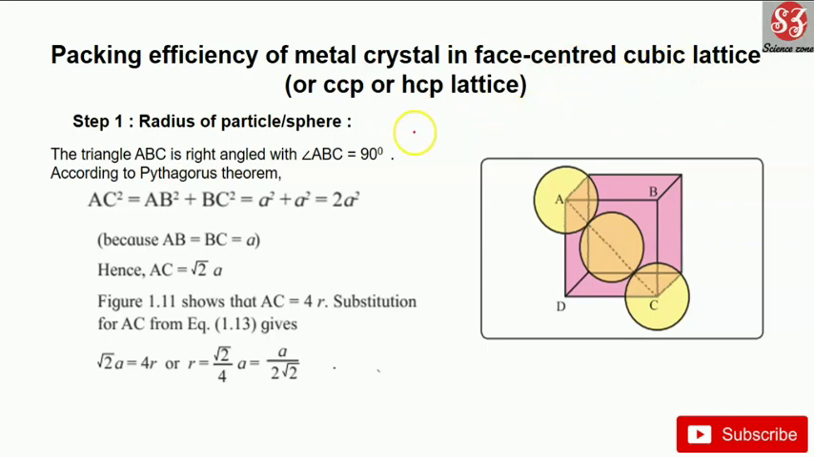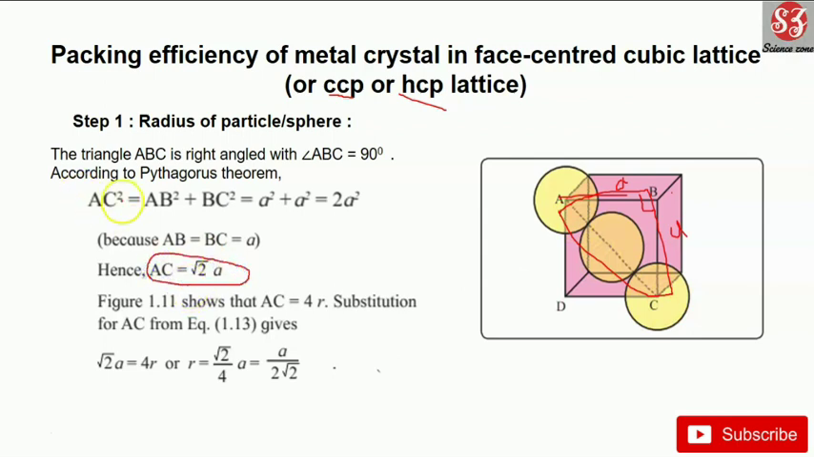You can even calculate this for CCP and SCP. Okay. Now, first step is again radius of particle. So in this you have to again consider a triangle. Which triangle? ABC. So now you are going to consider this triangle ABC. ABC triangle is again of 90 degrees. So AC square equals AB square plus BC square. Now, this length is again A, this length is again A. So it is equal to A square plus A square, that is 2A square. So the length of AC is under root 2A.